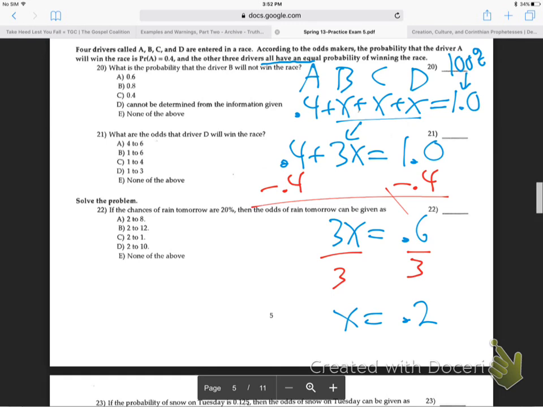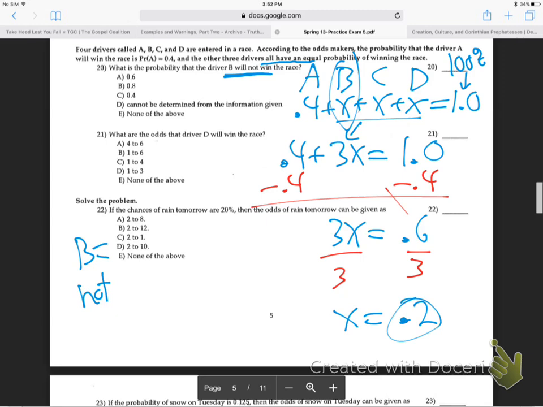Oh, wait, okay, now I've got to read the question a little more carefully. Look at that little "not", they're being tricky, they're trying to trick us. What's the chance that B will not win the race? So for B, it's x, like C and D are the same thing. The chance that B is going to win the race is 0.2. So what's the chance not B?